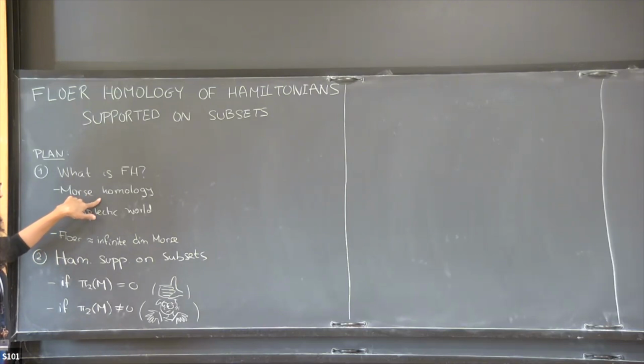So I'm going to start with saying what is that. Then I'll recall what we're dealing with in symplectic geometry and explain how to see Floer homology as an infinite dimensional version of this Morse homology. All of this part is very classical, goes back to the 80s.